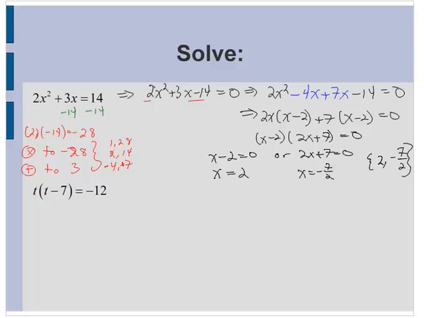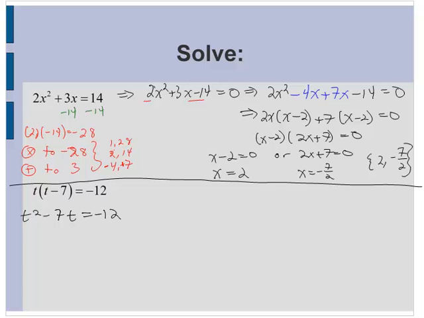Alright, and why don't you try this next one on your own? T times t minus 7 equals negative 12. Alright. So the first thing I would do here is try to get this to a more standard form. So let me distribute. T times t minus 7 is t squared minus 7t, and that's negative 12. Now, let me get it to the one side equals 0 by adding 12 to both sides. So I'd have t squared minus 7t plus 12 equals 0.